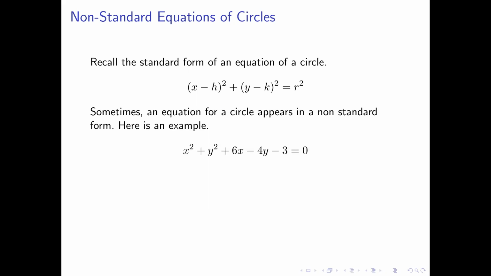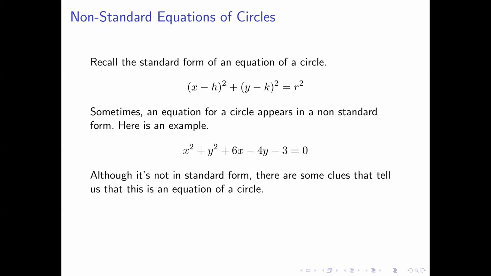So here's an example: x squared plus y squared plus 6x minus 4y minus 3 equals 0. You can see this doesn't look quite like the equation form above. For one thing, you don't have x minus something squared and y minus something squared. X is being squared and y is being squared all on their own, for example.